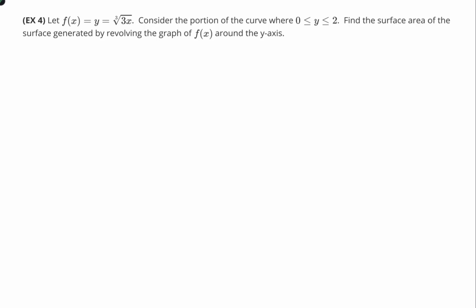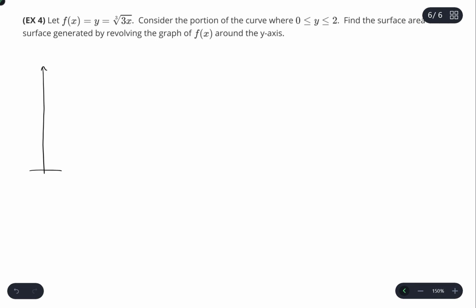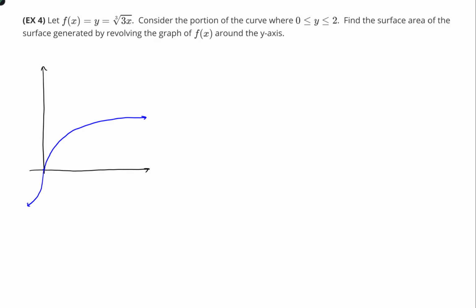Okay, so first let's take a look at our graph. So this is essentially a cube root function, and cube root functions have a similar look to square roots. It's just that they kind of go off in both directions. But we're only interested between where y is from 0 to 2. So that's going to be from y equals 0 up to, say, y equals 2. I'll just put that there.